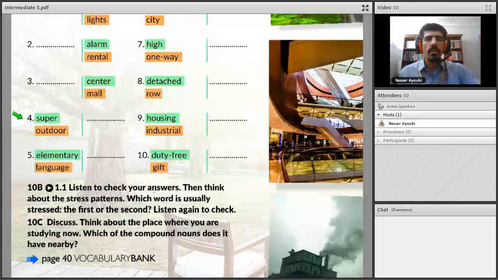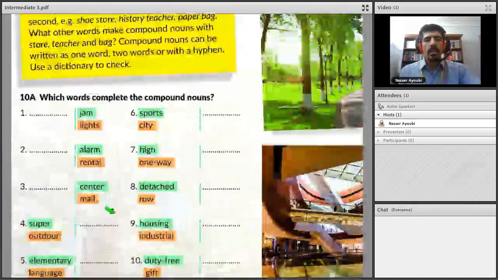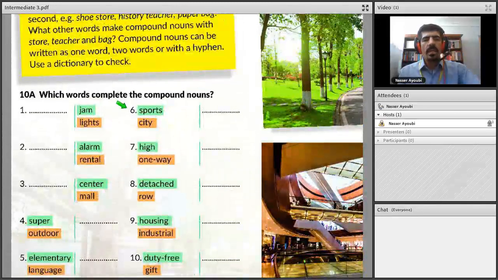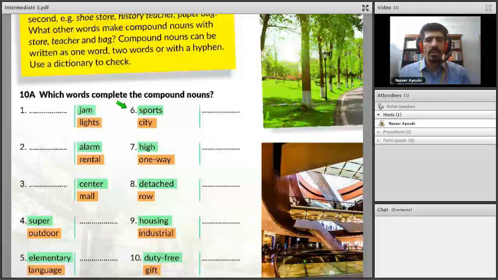Number 4, super outdoor. Super what? Supermarket. Outdoor market. Supermarket, so you know there are big shops that you can find everything. Outdoor market is a market that is outside, like a flea market, an open air area. Number 5, elementary language. Elementary school, language school.